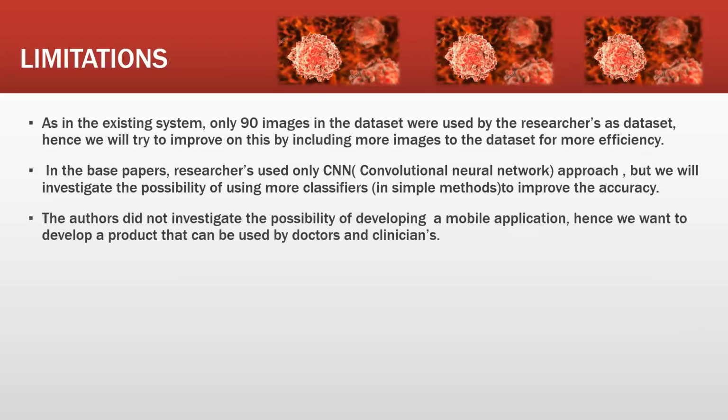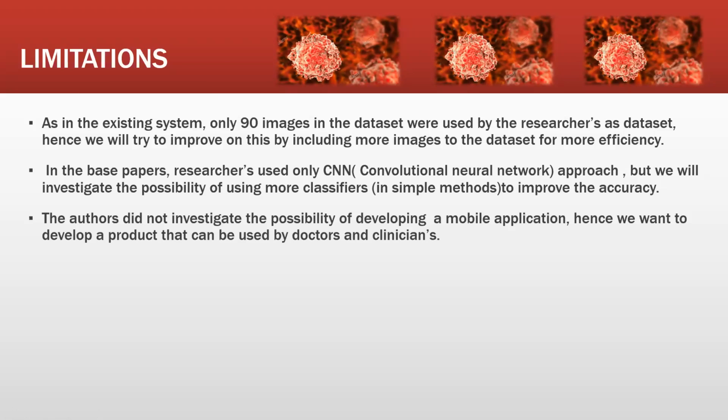As my teammate Likhitha explained about the existing system and problem research, we have listed a few limitations and how to overcome them. The first limitation is that in the existing system, only 90 images were used by the research as a dataset. As already known from the data description, there are only 90 images. Hence, we will try to improve on this by including more images in the dataset for more efficiency.